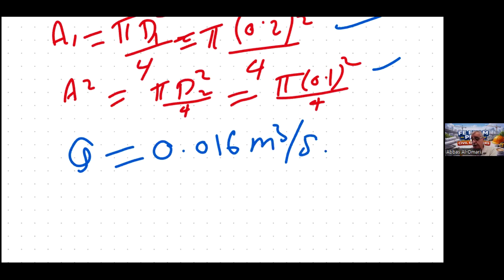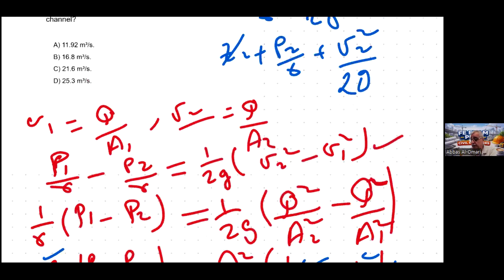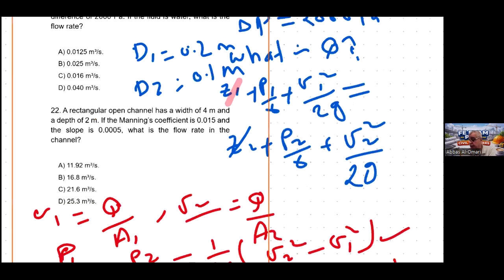So we go back to our question to select the correct answer. The correct answer is C, 0.016 meter cube per second. So this is a very common type of question in the FE exam. For the venturimeter, you always apply the Bernoulli equation.